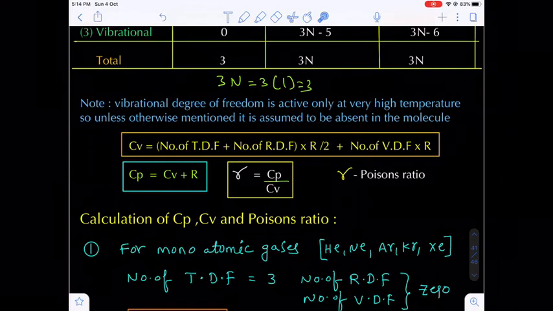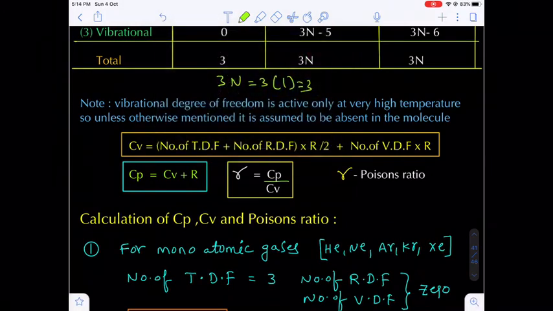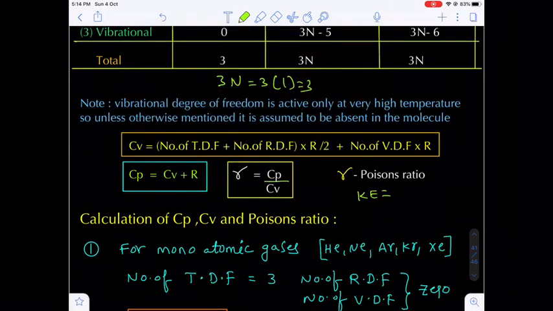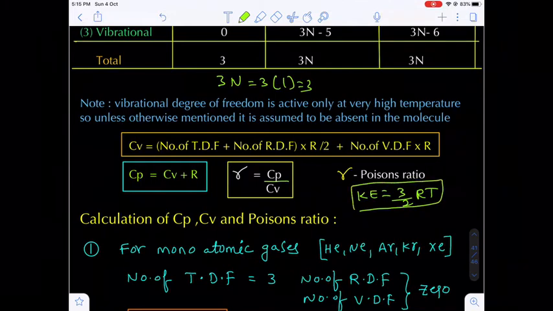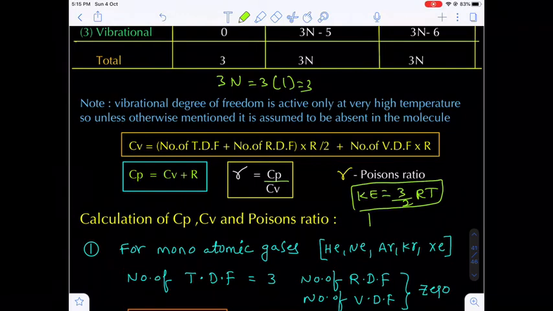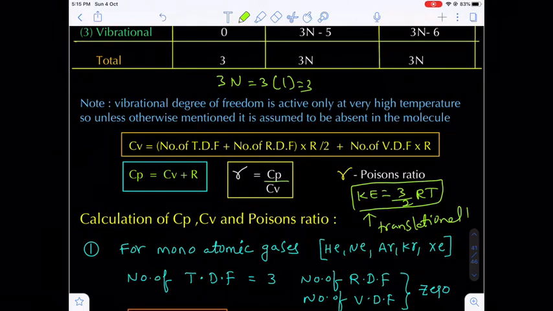Okay. Now what is the heat capacity at constant volume, Cv? Here we know the kinetic energy for 1 mole of ideal gas is equal to 3 by 2 RT. Okay. Now let's suppose it is 1 mole of an ideal gas. The total kinetic energy of 1 mole of ideal gas will be 3 by 2 RT. This kinetic energy is only due to translation, so it is also called translational kinetic energy. Now this translational kinetic energy, 3 by 2 RT, will be completely divided in 3 possible ways.